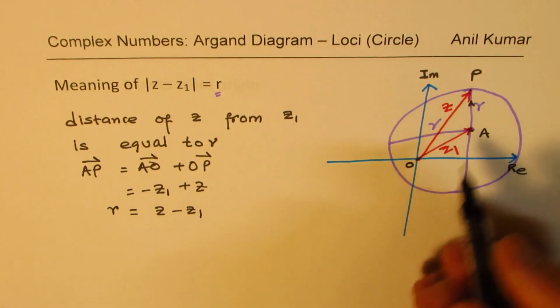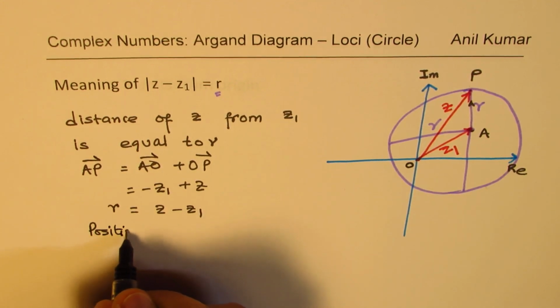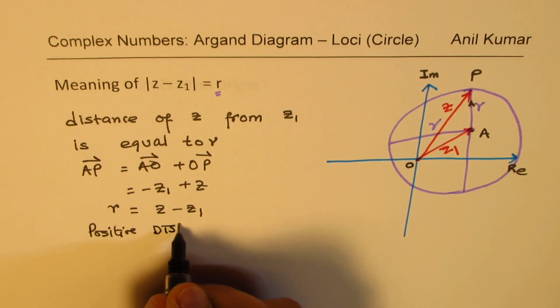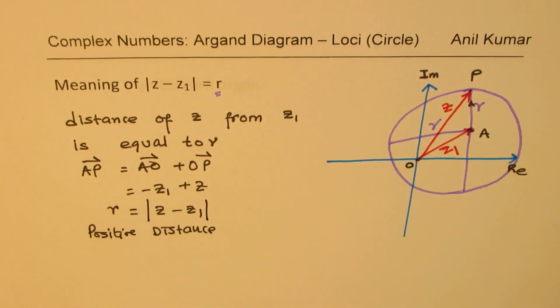And since all distances are positive, we are always saying positive distances. So we put the absolute value. Does it make sense to you, right? So that is what it really means.